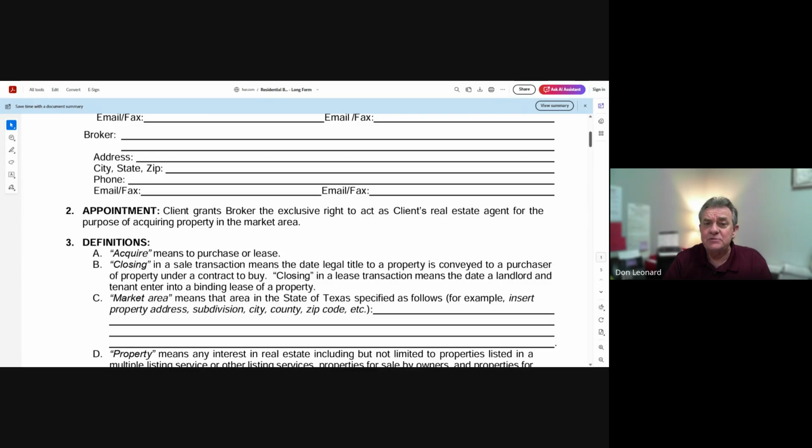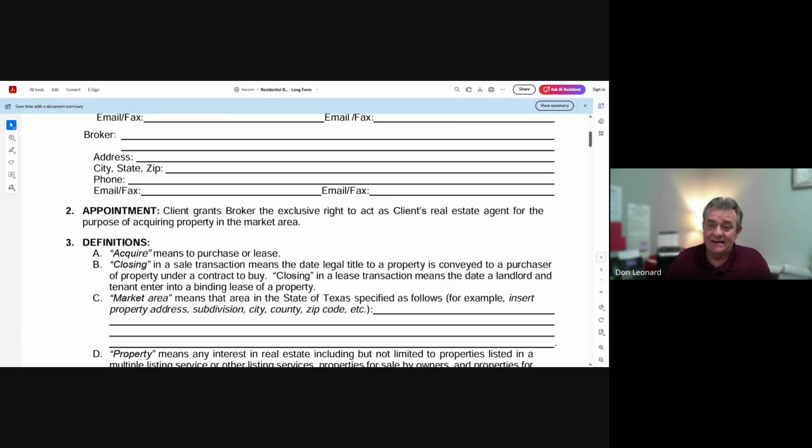We get buyer representation agreements where the agent has put in state of Texas. That's not right. There's no way. You're going to drive to Fort Stockton and go show a $145,000 house? No, you're not. And so it really has to be clearly defined, but it also has to be an area where you would truly work, where you would truly represent that individual.